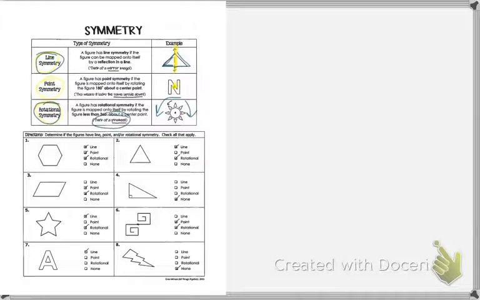Number one, can it use line of symmetry? Sure, we can draw a line and we can fold this piece onto this piece. Point of symmetry, I could draw a point right there in the center, roughly the center, and I could rotate it 180 degrees. If I wanted to, I could also rotate it completely 360 degrees. So I have all three.